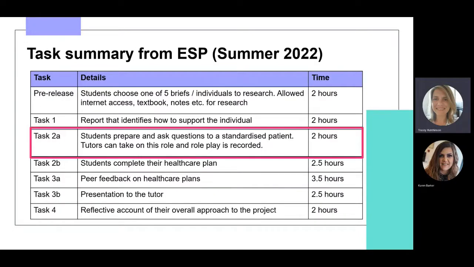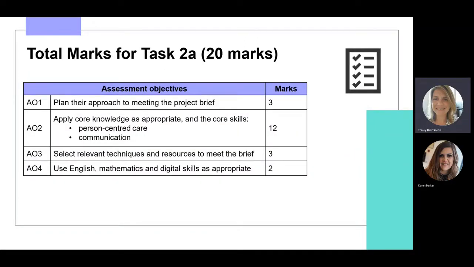So this is a summary of all the tasks that we had in our recent sitting. Task 2A, student prepare and ask questions to a standardised patient, is the task that we will focus on. Should you wish to find out more about the other tasks in detail, please feel free to visit our YouTube page where we have recordings of previous workshops on the core assessments, which go through each of these tasks in more detail.